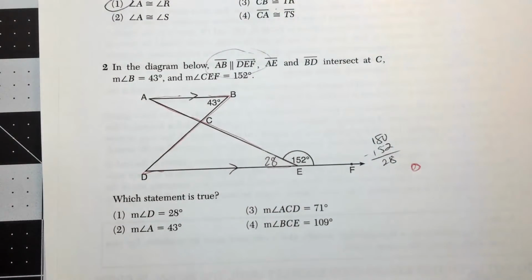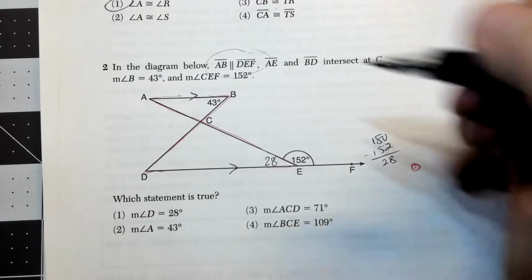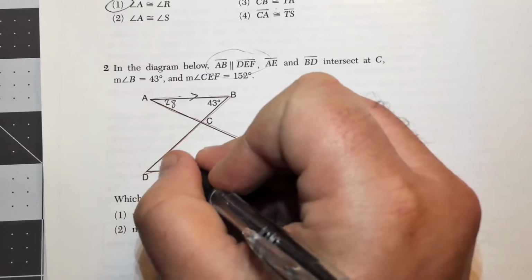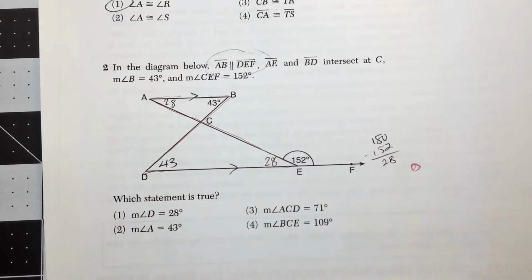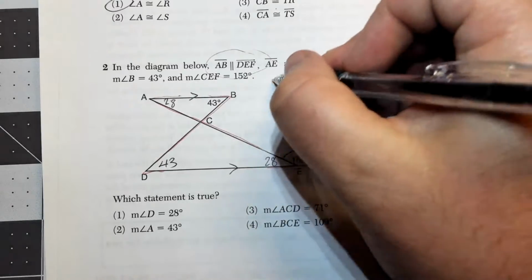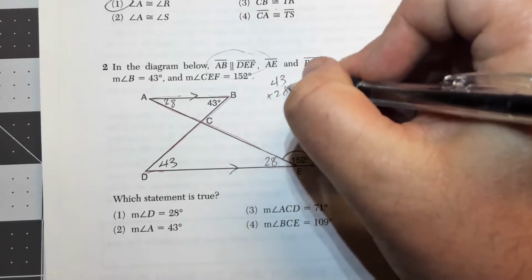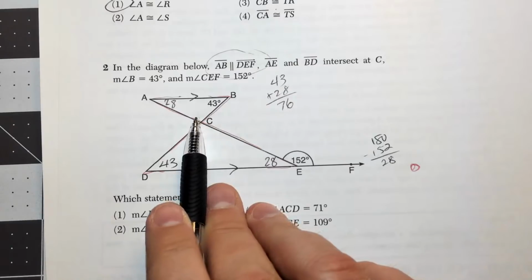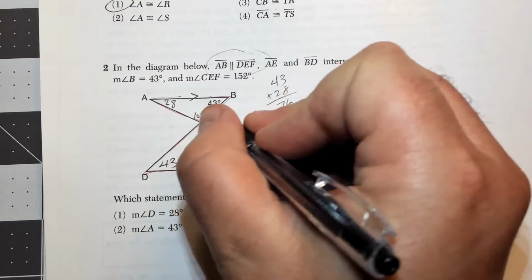All right. And then if this is 28, that angle up here is 28. If this is 43, this angle down here is 43. Those are alternate interior angles. And then we can combine the 28 and the 43 together to get 71. Okay. And then this is going to be 180 minus that. So this is going to be 109.